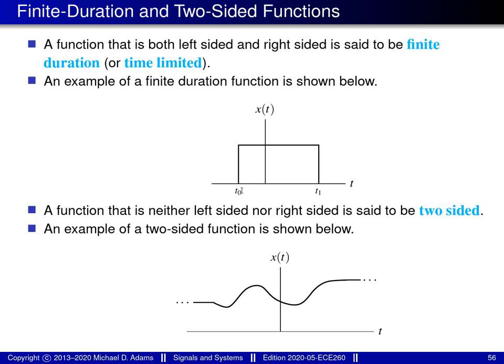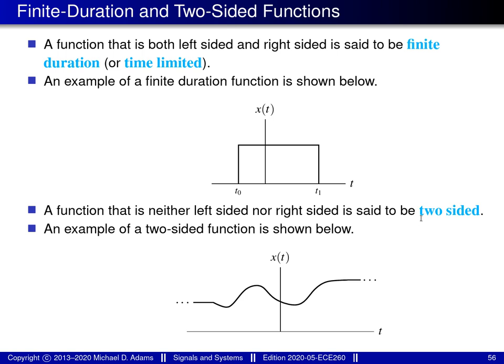An example of a finite duration function is what's shown in this figure here at the top of the slide. This function is a finite duration function because there exists some point, in particular this point t0, such that everywhere to the left of it the function is 0, and there also exists a point t1 such that everywhere to the right of it the function is 0. So the function is both left-sided and right-sided.